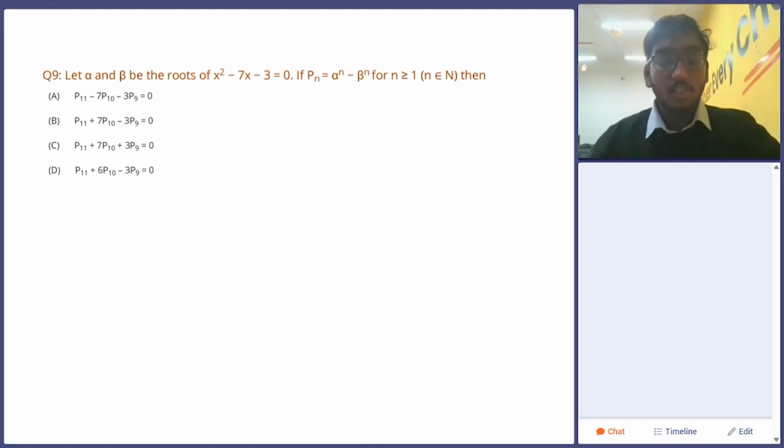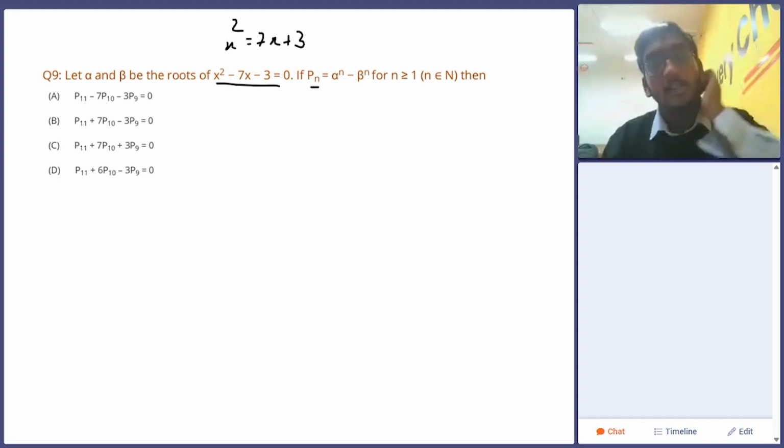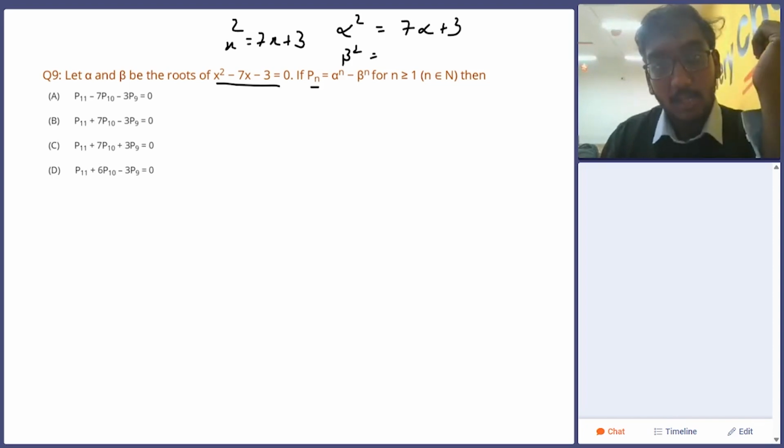Yes. So in this question, they have given that alpha and beta are the roots of some quadratic, okay? And they have given Pn as alpha power n minus beta power n. They are asking which among these four is true, okay? So first, to rewrite the same quadratic in this way, you can write x square equal to 7x plus 3, okay? You can rewrite the quadratic in this way. And since alpha and beta are the roots of this quadratic, you can very well say that alpha and beta will satisfy this quadratic. Alpha square will be what? 7 alpha plus 3 and beta square will be 7 beta plus 3, okay?